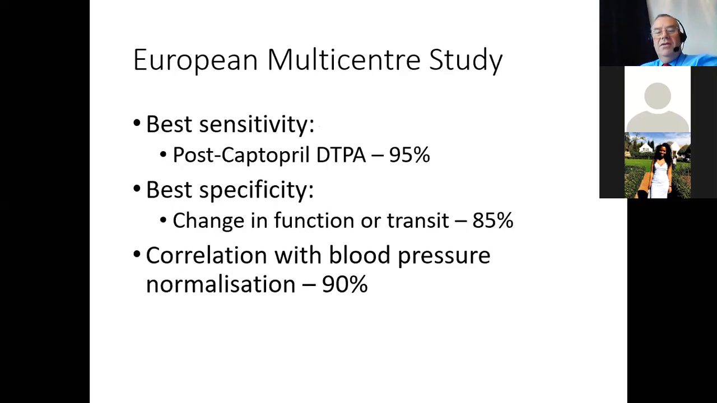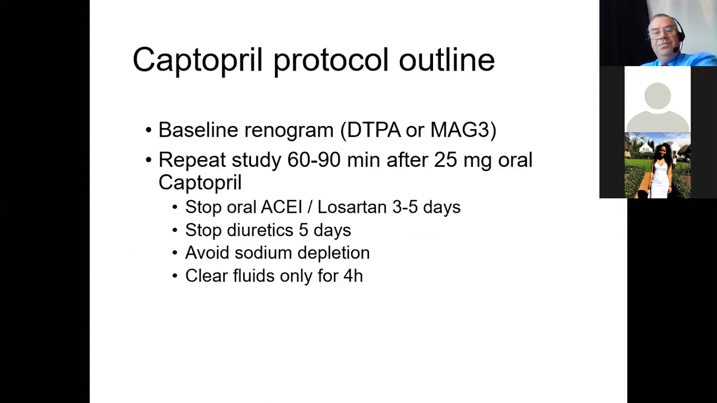So the sensitivity with post-captopril, this is done with DTPA because it was an older study, was 95%. It's just as good with MAG3. And change in the transit time, i.e. parenchymal transit time, or drop in function gave you the best specificity. And with treatment, 95% of these patients got improvement in blood pressure.